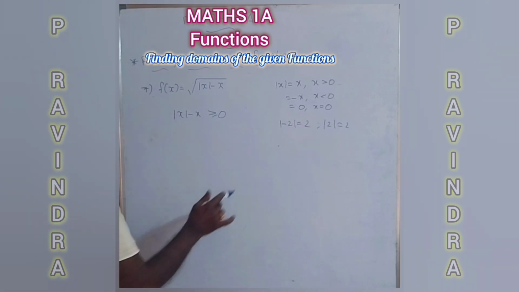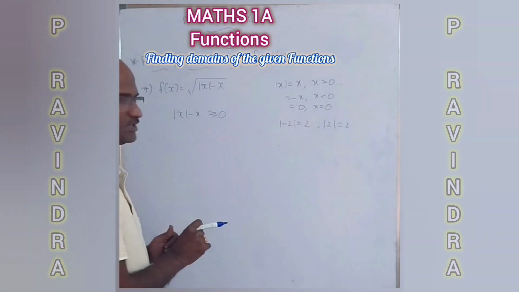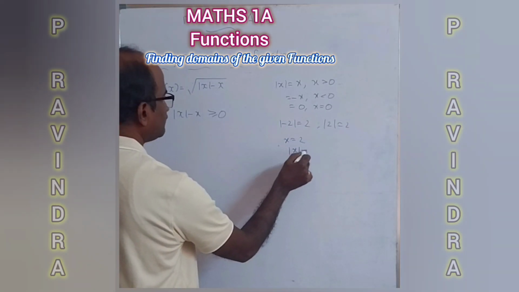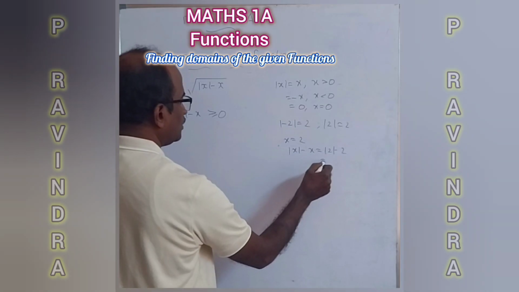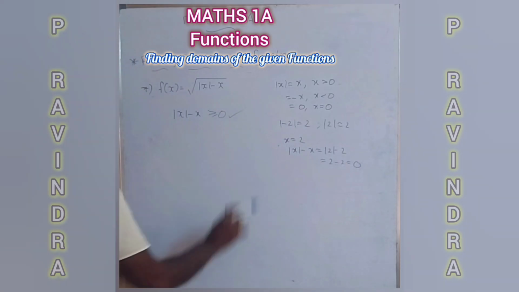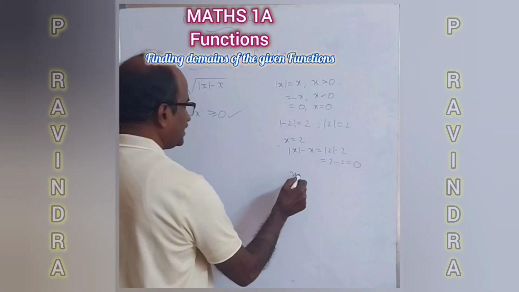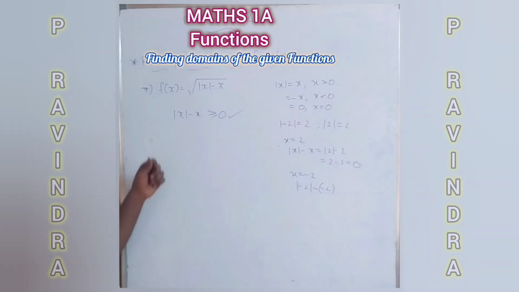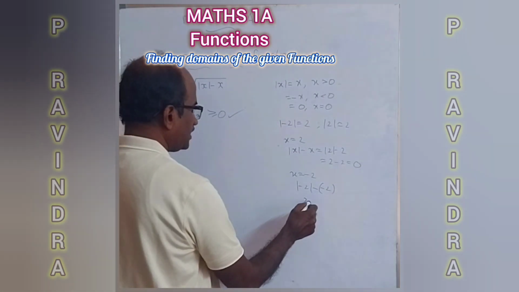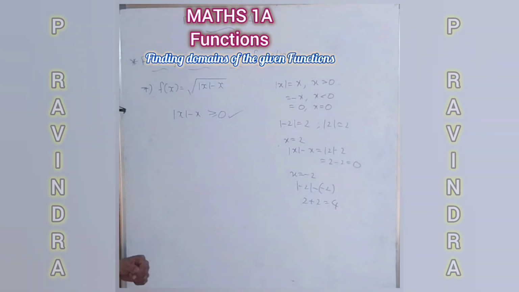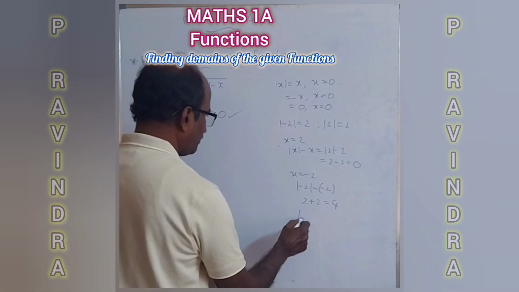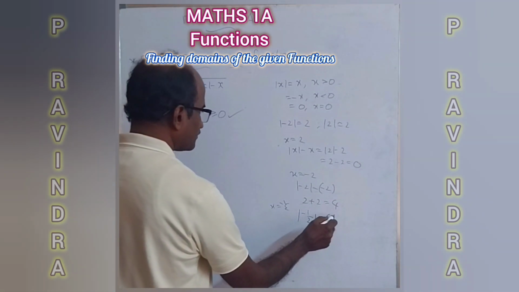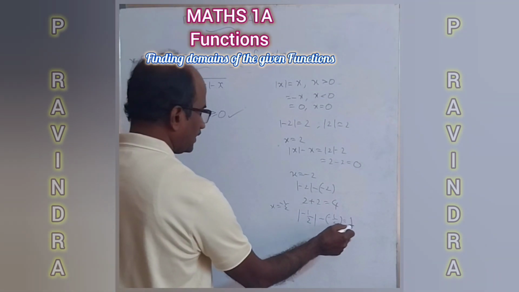Now suppose you take x equal to 2. Then mod x minus x will be what? Mod 2 minus 2. Mod 2 is 2 only, so 2 minus 2 is 0. Okay, it may be 0. Next, suppose you take x equal to minus 2. Mod of minus 2 minus of minus 2. Now, mod of minus 2 is 2 only, minus of minus 2 is plus 2, so 2 plus 2 is 4. Not only integers, you can take fractions also. Taking x equal to minus 1 by 2, mod is 1 by 2, and minus of minus 1 by 2 is 1 by 2, so 1 by 2 plus 1 by 2 is 1.